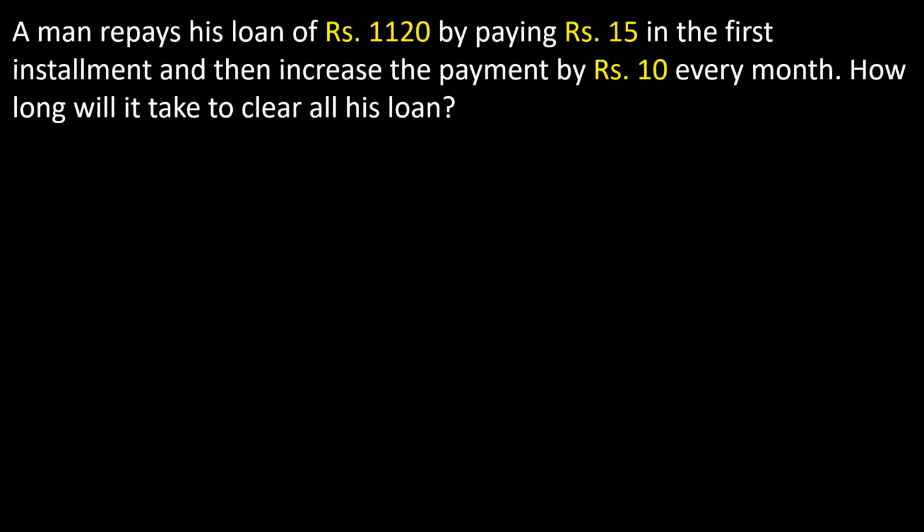So what is given is Sn, because the total sum of the installments is the total loan that he has to repay, that is 1120 rupees. And he is repaying in this way: the first month he repays 15 rupees, then the next month he pays 25, then 35, and so on. What we need to find is n, that is, how many months it will take him to repay all his loan.